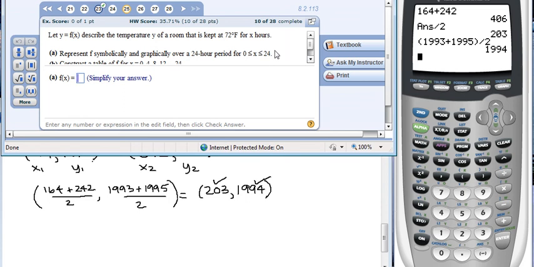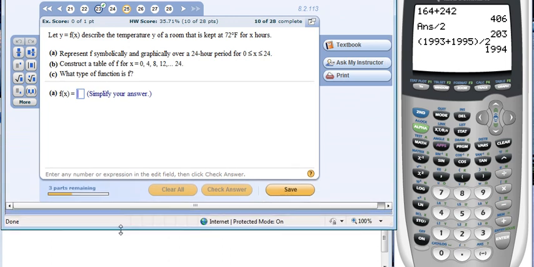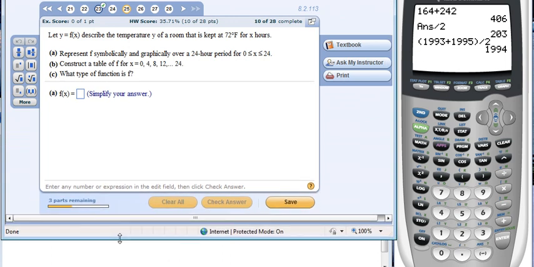So here's my domain. I'm going to look at a 24-hour period, okay, and I want to write a symbolic and a graphic representation for this function that I'm keeping at 72 degrees for so many hours. So symbolically is the first one. Okay, let me drag this down so that we have a little bit more room to look at it.